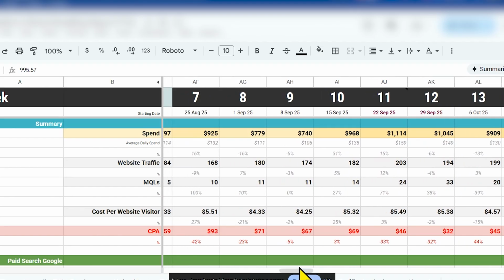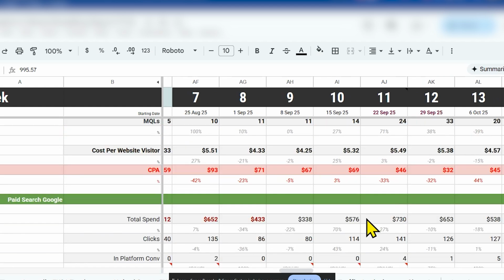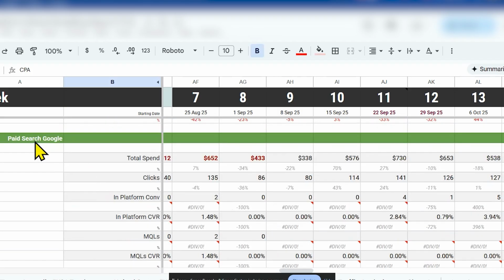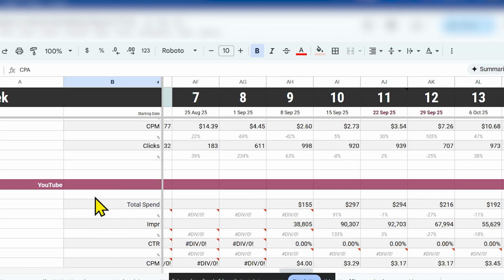So this is a mixed modeling report that I use for a number of my clients. This is top line, so spend across all channels, website traffic, MQLs, and then cost per acquisition, which is cost per MQL. This is the key metric. This is our KPI. This is our source of truth. This is our North Star, essentially. When you come down, you see the split in terms of paid search, Meta, and YouTube.